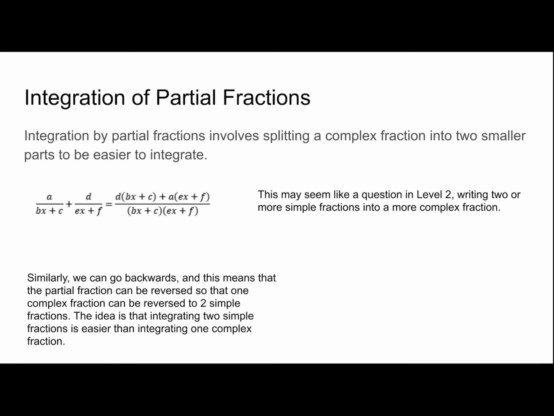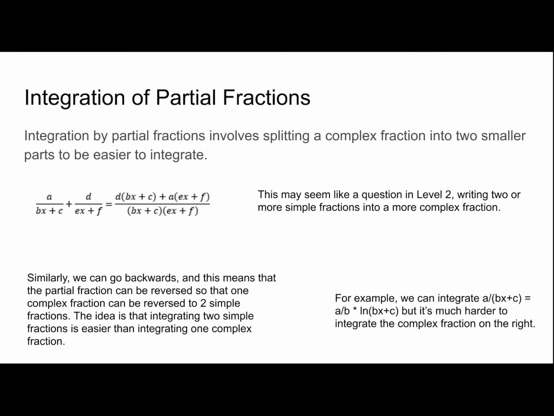Alright, so the reason we do this is that integrating two simple fractions is a lot easier than integrating one complex fraction. If you look at the example on the left, we can integrate a over bx plus c very easily. If you know your ln rules, you can just say that the integral is a over b ln of bx plus c. That's a very easy integral. Same with d over ex plus f: the integral is d over e ln of ex plus f. Those are your simple ln rules. But the one complex fraction on the right will be much harder to integrate because there are a lot more terms you have to factor in. So basically, splitting it up will make it easier for us to integrate.